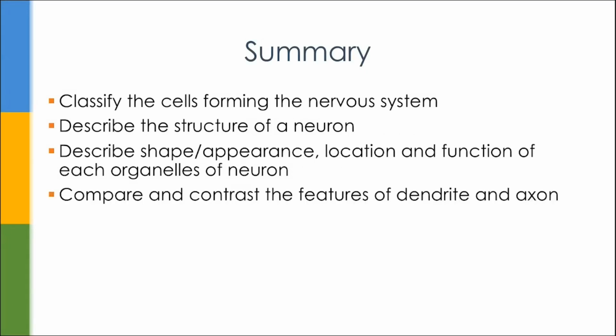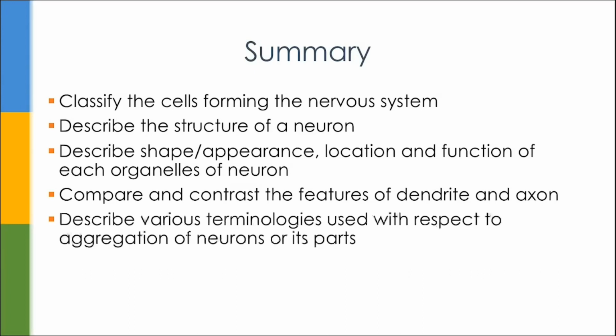We also discussed the contrasting features of dendrite and axon, and then we discussed various terminologies like gray matter, nuclei, column or layers, white matter, nerve tract, and peripheral nerve.